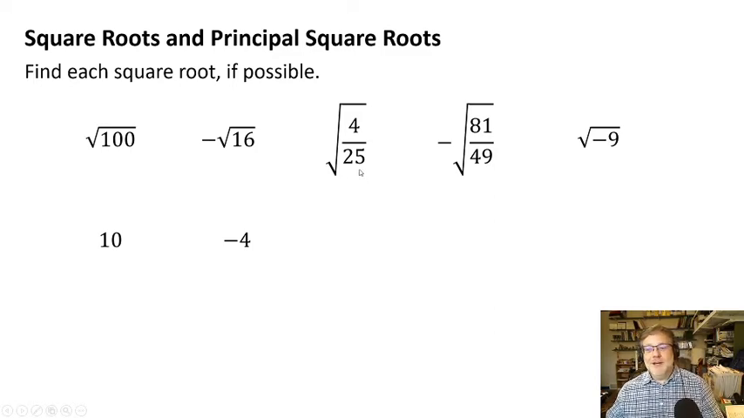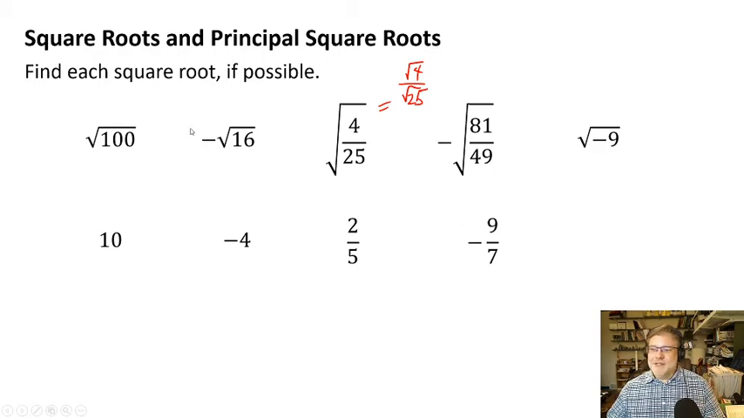The answer is 5. So in the case of a fraction, you can actually take this square root and think of it as the square root of the top and the square root of the bottom, at least in finding out what the principal square root is. In this case, we've got our answer of 2/5 here. In this case, we're doing something very similar, but it's going to be a negative square root. This is going to be negative 9/7. And then lastly, we're faced with this one here.